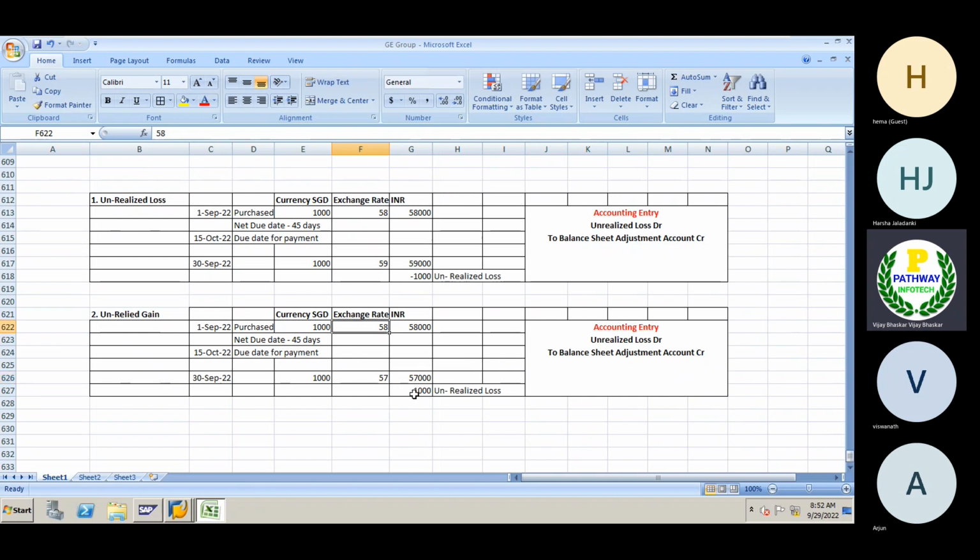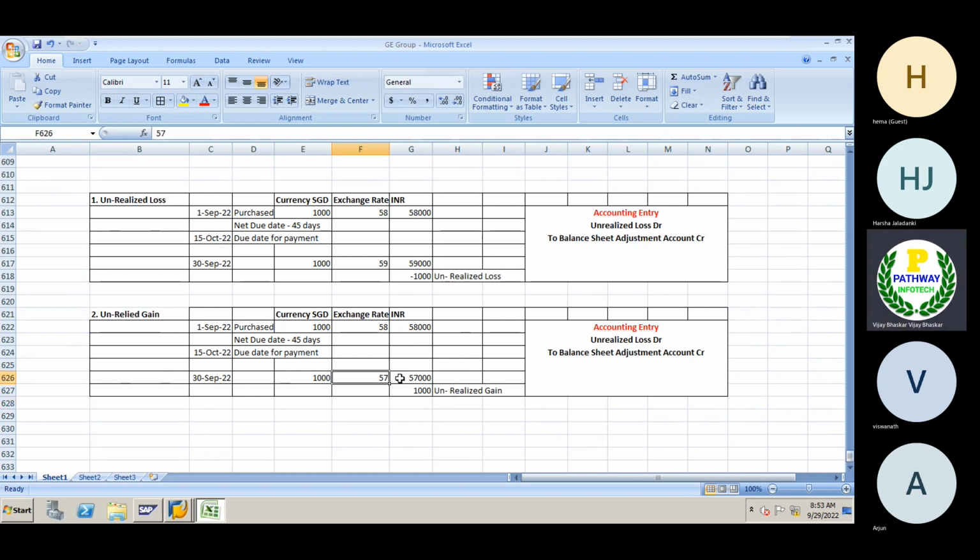At the time of purchase the total was INR 58,000. Now during the month end it is only 57,000, which means 1,000 rupees I am going to gain. This is the unrealized gain. Unrealized gain, because we are gaining from the month end exchange rate.